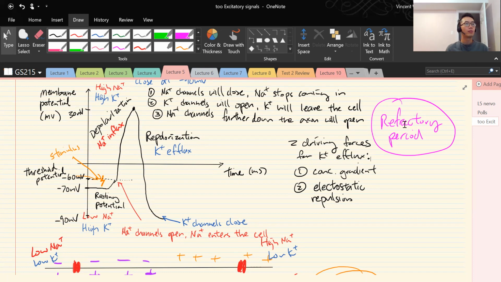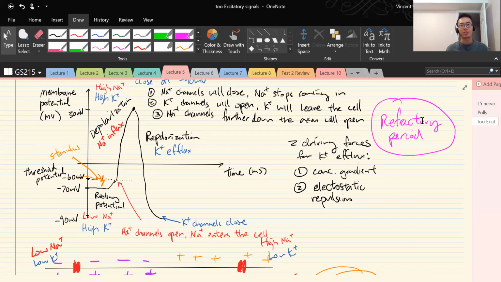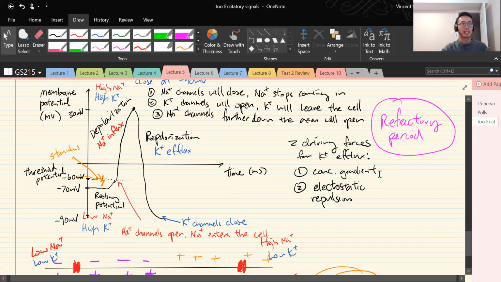More like when your phone dies, it needs to recharge. Yeah, kind of like that. You drain the battery, you need to recharge. But this is a super fast reset. Another analogy is like playing dominoes with my kids. You push the thing, then you have to set it up again. It doesn't matter if you push it again, it's not going to fall again. You need to reset it. So that's a refractory period.